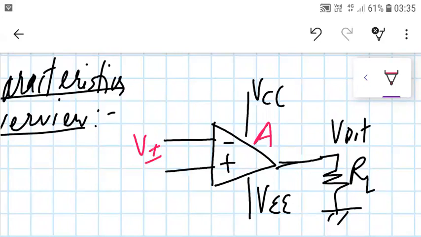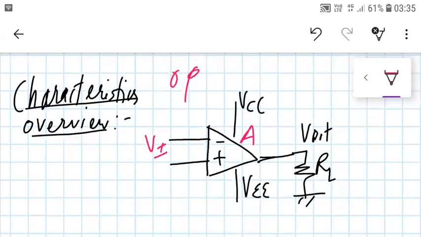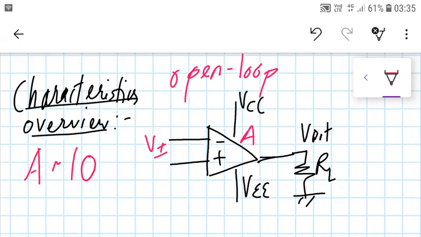And these are my inputs, I can call them Vi. So this way the op-amp is connected in open loop mode. That means its inputs are just open circuit. So in such a case, we have found out that for 741, the A is around 10 raised to 5 to 10 raised to 6.